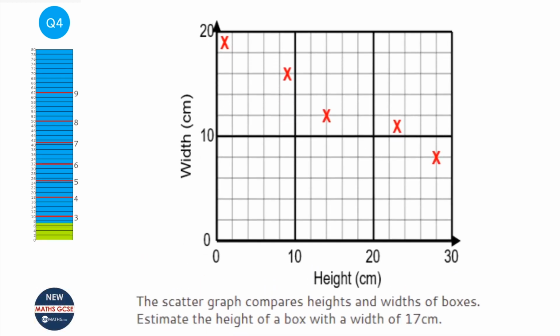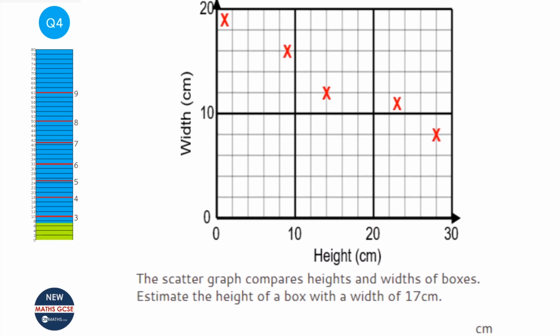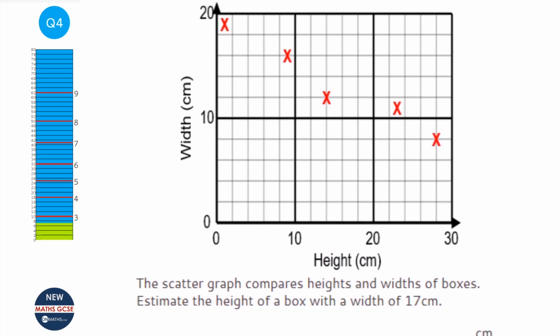Okay, so whenever we're asked to estimate with a scatter graph, we're always going to start off by drawing a line of best fit. So I'm going to draw my line of best fit, and yours might be different to mine, and that's absolutely fine. Now it's asking us to estimate the height, and it's giving us the width, and that's really important because the width is up the side. So a common mistake would be to read 17 from the bottom, but the height is at the bottom.